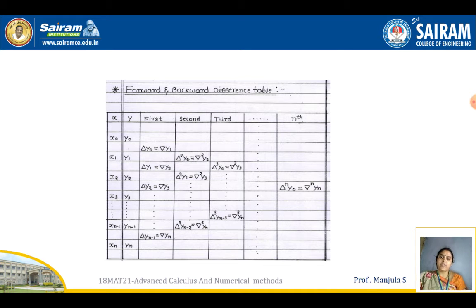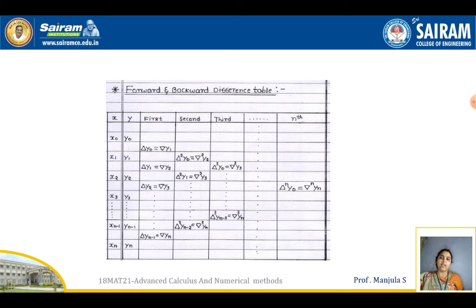Before starting forward and backward differences, we should first know how to construct the table of forward and backward differences. The table is constructed in a similar way. The values are the same; only the terms denoting them will change. In a question, they will give a set of x values and the corresponding y values.